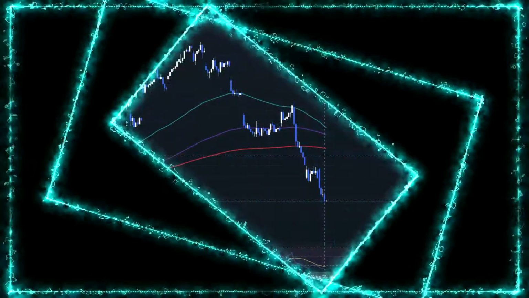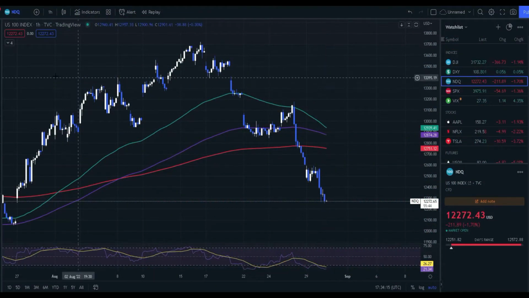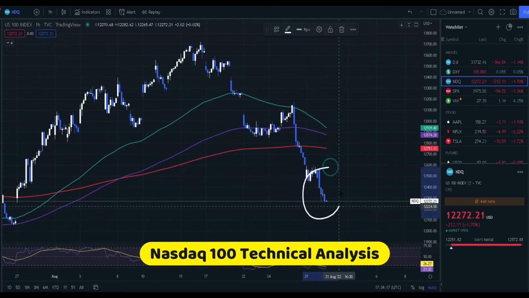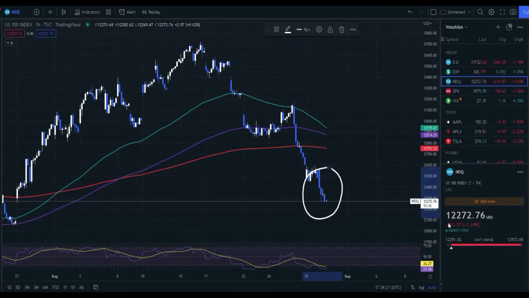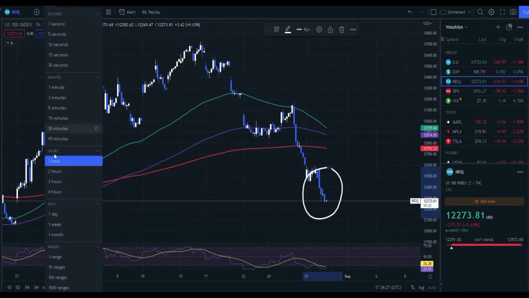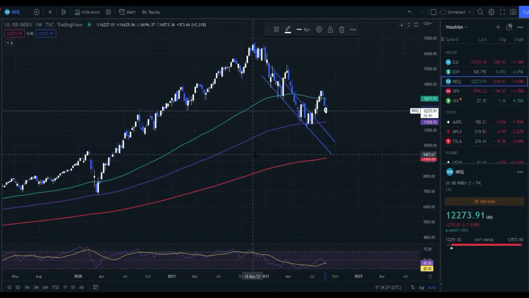Nasdaq 100 technical analysis. So Nasdaq is taking a bit of a dump today. As you can see, we are currently down minus 1.7%, 211 points roughly. As usual, let's just zoom out to the weekly chart and see what is happening.